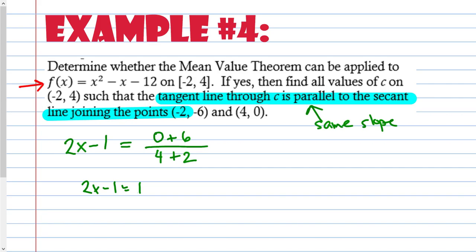Beautiful. I can move over the negative 1 by adding it. Divide by 2, and x is 1. Now, last step, very important: is this x value actually within my interval? And 1 is in between negative 2 and 4. So there it is. My c value is 1.